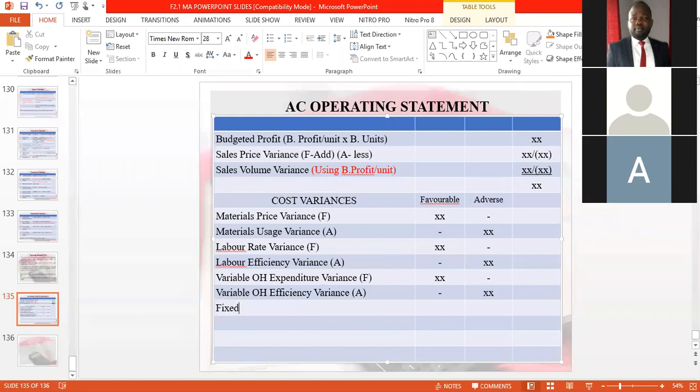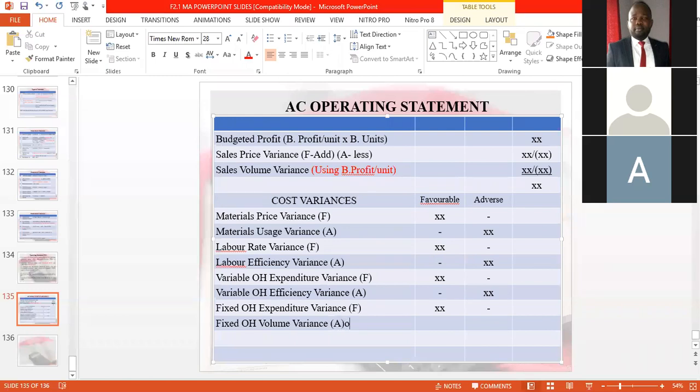Next, fixed overhead expenditure variance. We have F. Next, fixed overhead volume variance. So let me write it in short. Fixed overhead volume variance. Let's assume it is A.